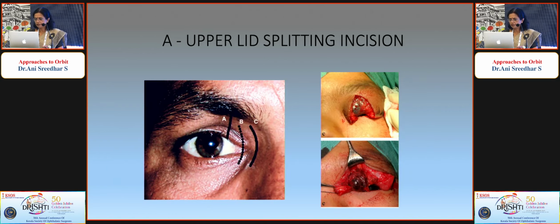I'm running out of time. You can either do an upper lid splitting incision for the previous case, where you can split the lid, enter directly into the periorbital space, or nowadays we do a lid crease incision only.